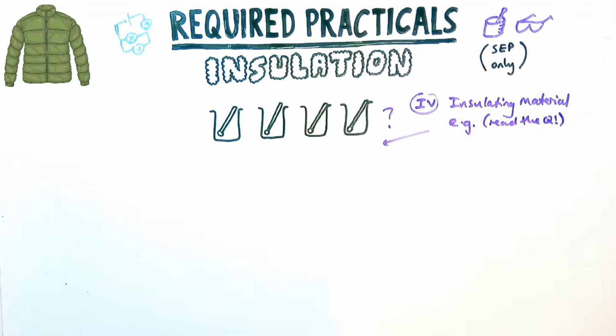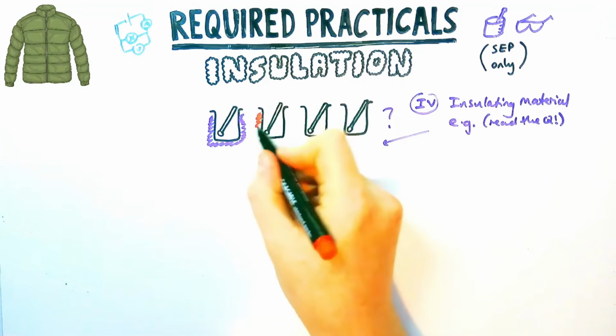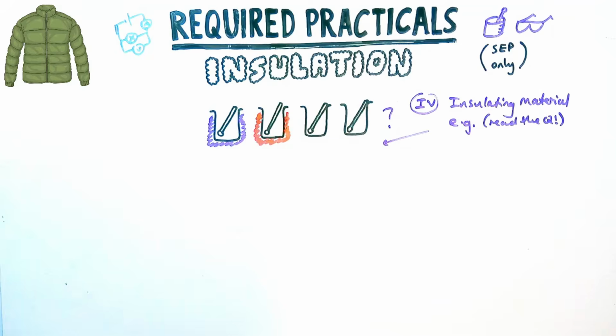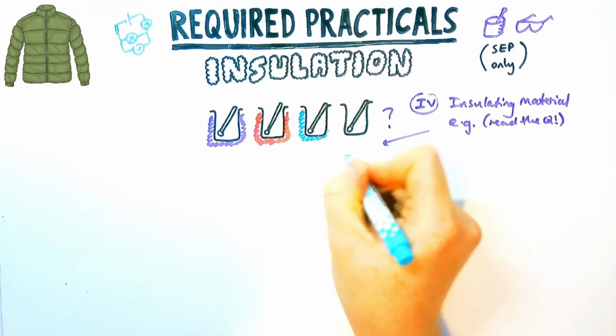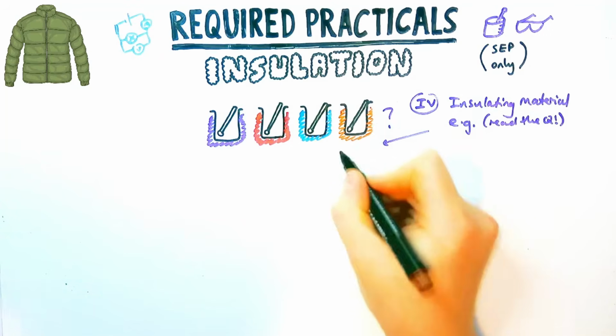So for this practical, there's a couple of things you could use as your independent variable. One of them is the insulating material, but you have to read the question carefully to figure out if it's the material or if it's the number of layers, and if it is material, what exact materials are you using?